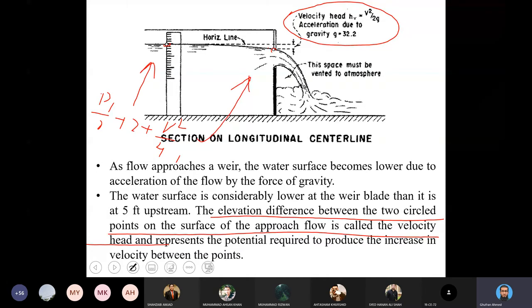So if say Z is high here and Z is low here, in order to make both the parts on each side of the equal sign equal, ab ye Z kam ho gaya na yahan pe, to isko compensate karne ke liye velocity head V square over 2G would be slightly higher. Okay.